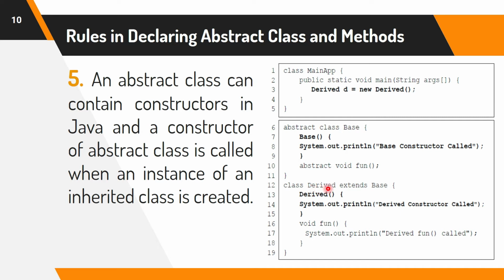For class derive, inheriting the abstract class base, another constructor has been defined, similar name to the class derived, and has the displayed derived constructor code. And since the fun method here is abstract, si class derive ang nag-implement ng fun method, wherein it has this statement, derive fun code. But let's see in the main app or in the Java application class.